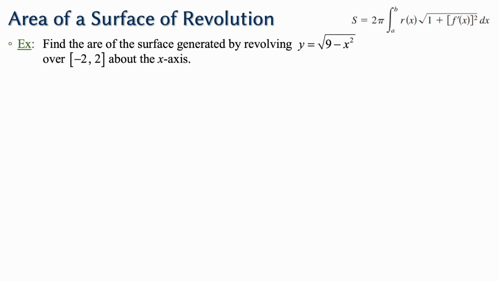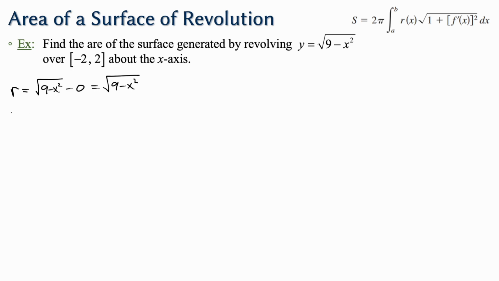Now, as always, I want to calculate my radius, and I want to calculate the stuff under the radical. So in this case, again, my radius is going to be top minus bottom. Well, the top is going to be that 9 minus x squared. The bottom is the x-axis. So as always, that really just works out to be the function.